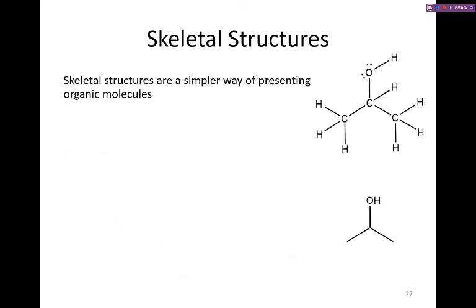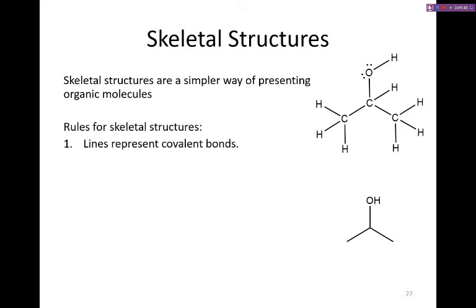So let's say that you wanted to represent isopropyl alcohol. On the top right-hand side, you have the Lewis structure. And Lewis structures show lone pairs, they show all the elements involved and the bonds. On the bottom right-hand side, you can see that we've omitted the electrons and we've omitted most of the hydrogens and all of the carbons. And so we follow the following rules for drawing and interpreting skeletal structures.